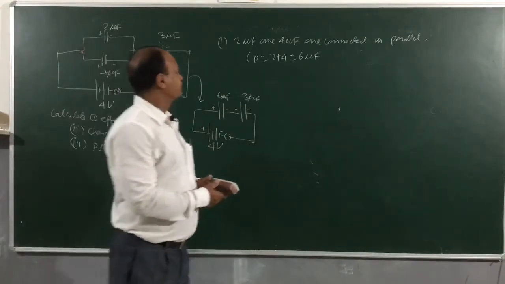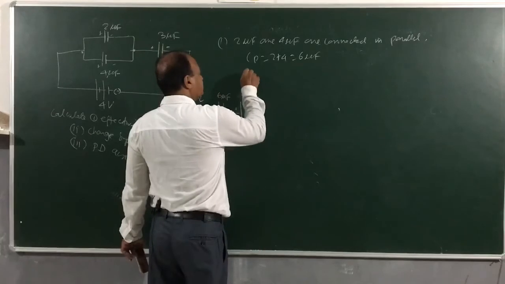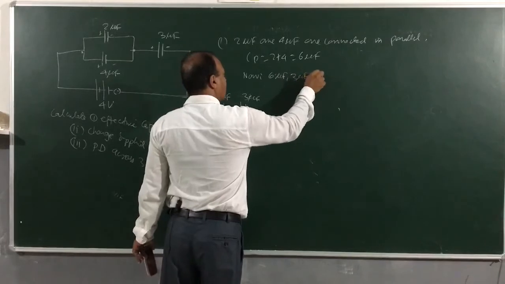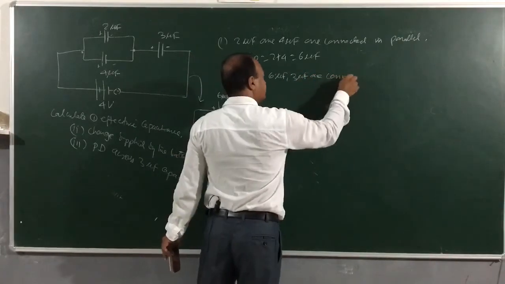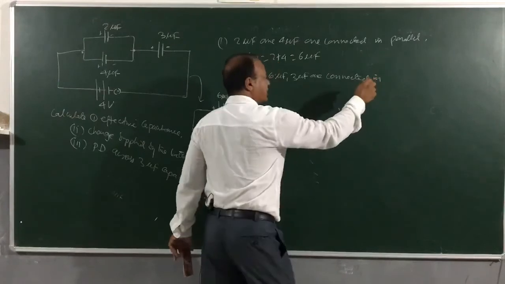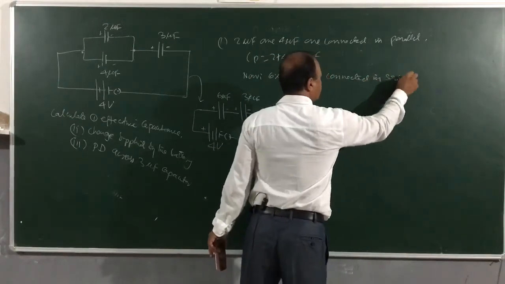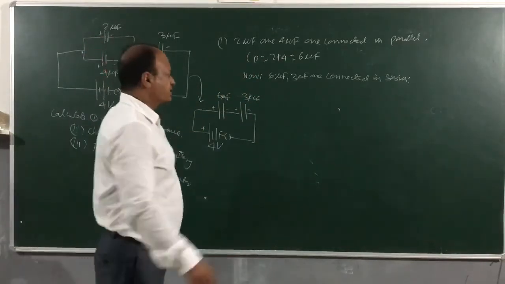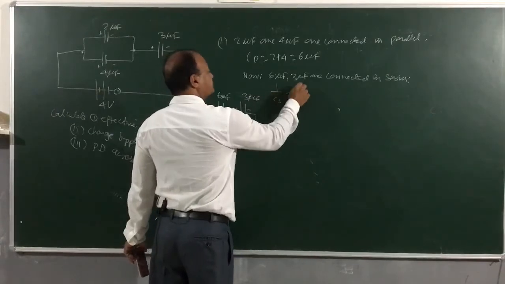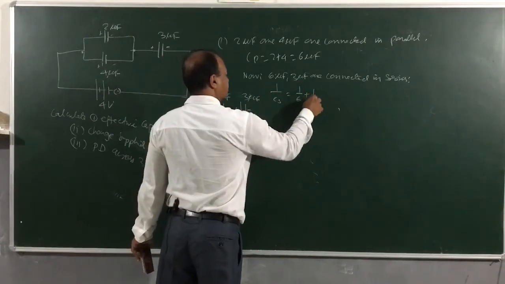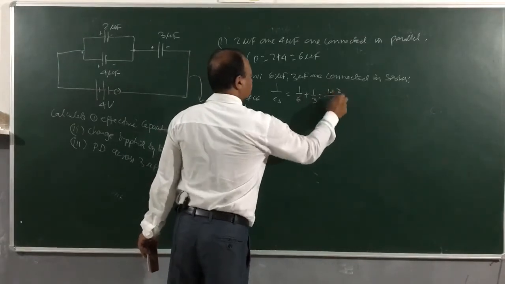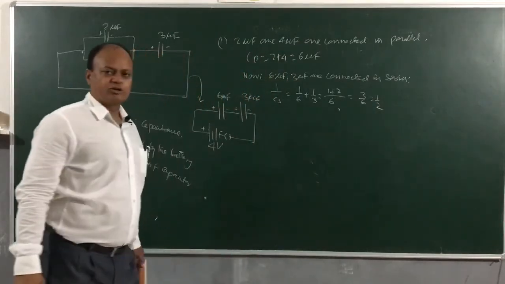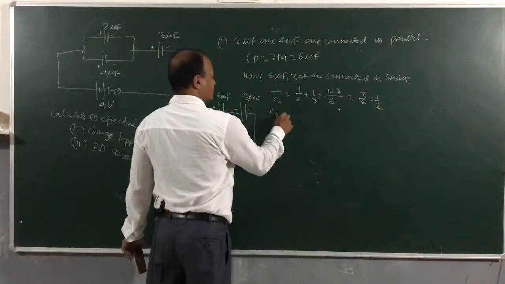So I'll say now 6 microfarad and 3 microfarad are connected in, how are they connected? They are connected in series. Okay, these two are connected in what? Series. So 1 by Cs will be equal to 1 by 6 plus 1 by 3. 6 is the LCM, 1 plus 2, 3 by 6 is equal to 1 by 2. So 1 by Cs is equal to 1 by 2. Then how much is Cs? Cs is equal to 2 microfarad.